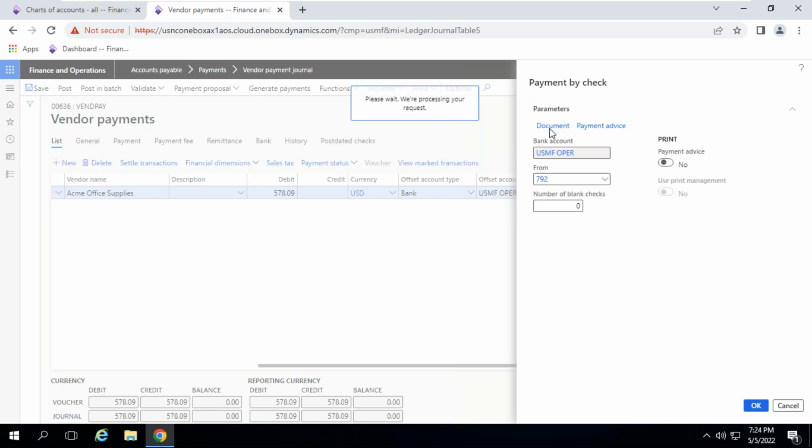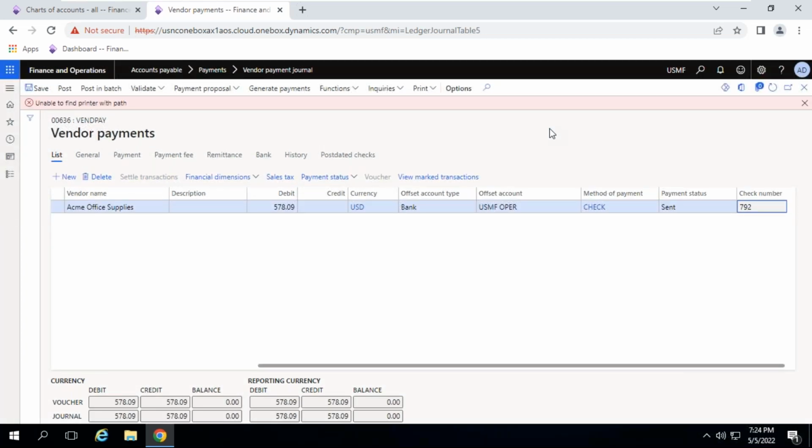Yeah, if the check series. 03. Sorry. Transaction type. Find the transaction type. So here, unable to find the printer path. Printer is not able to find. Printer is not there. That is not an issue.